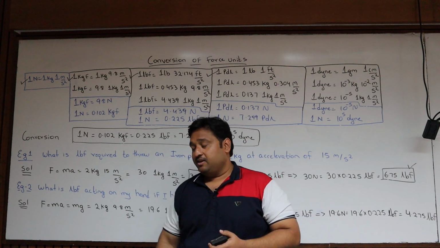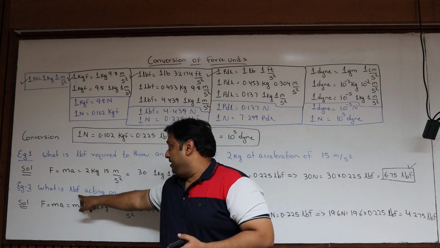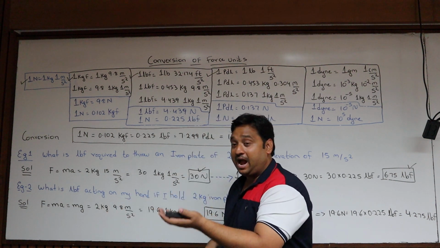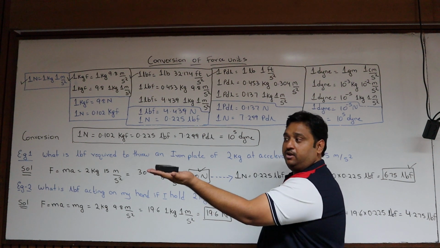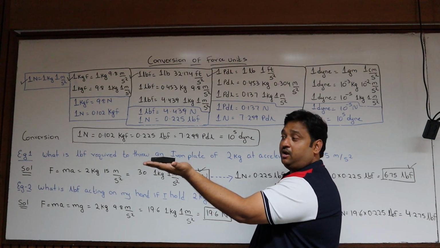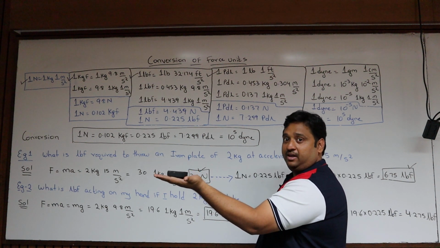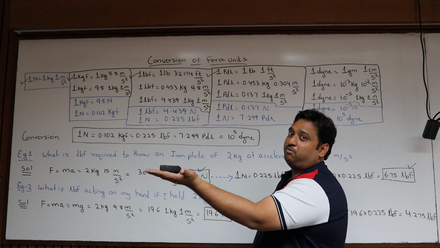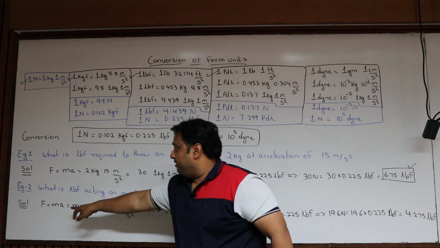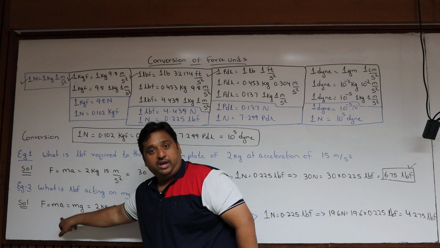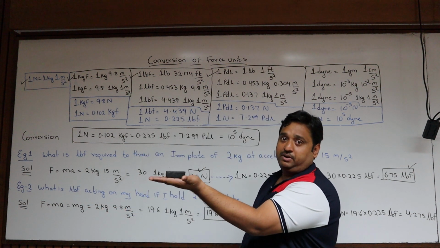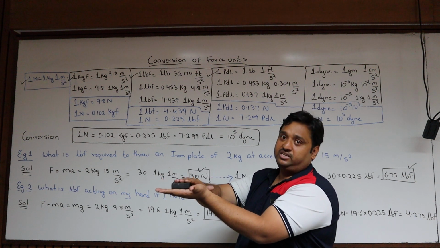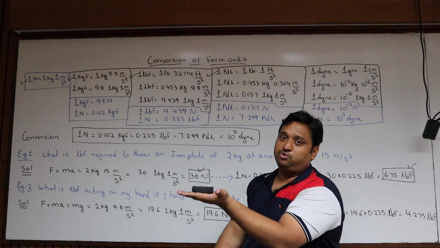And second, what is the lb force acting on my hand if I hold a 2 kg iron plate? Imagine I have held a 2 kg iron plate. Now you are supposed to tell me how much force is acting on my hand. Then it is very simple: F equal to m into a, that is nothing but m into g, because with my hand at rest, the only force acting is because of the acceleration due to gravity.